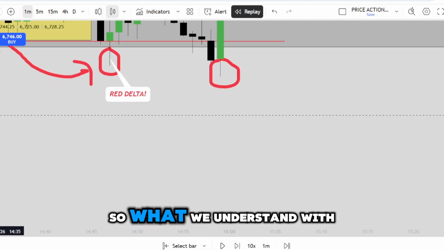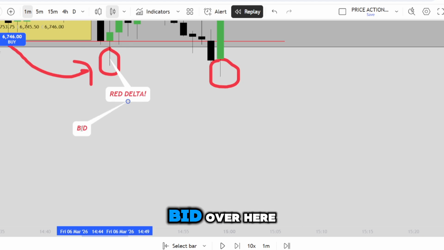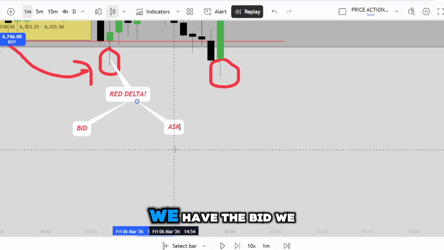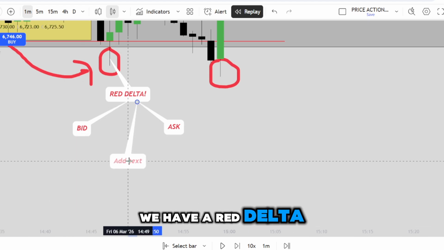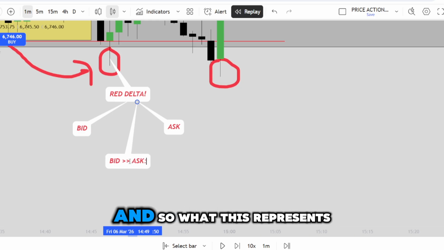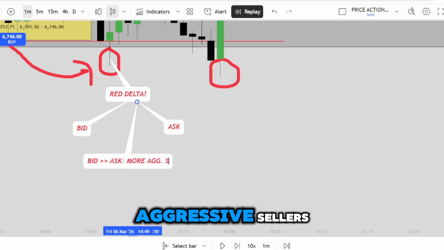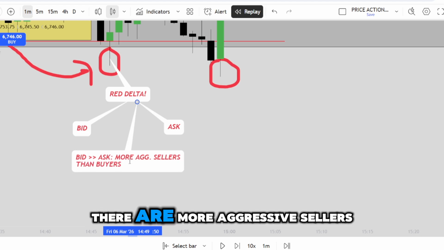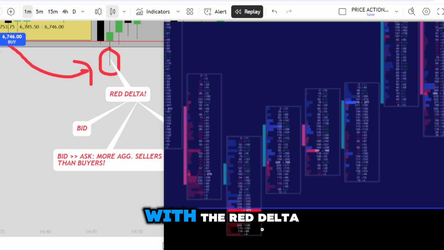Right, so what we understand about the way candles form is that we have the bid over here and the ask over here. When we have red delta, the bid is a lot greater than the ask. What this represents is that there are more aggressive sellers than buyers, and this is represented simply with the red delta.